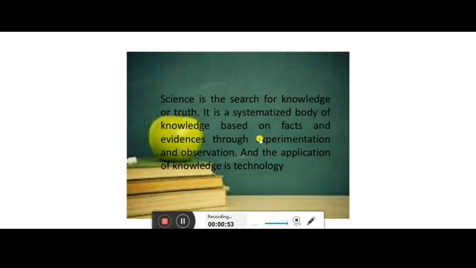Okay, and since you know it's a systematic process, one by one we will study how the scientific methods are applied and what are the steps over here.